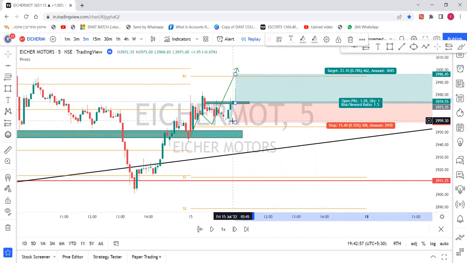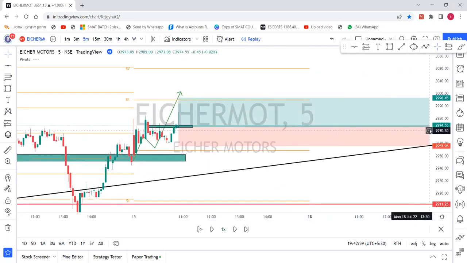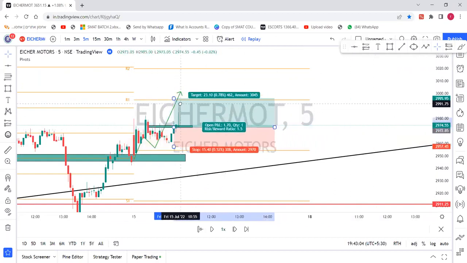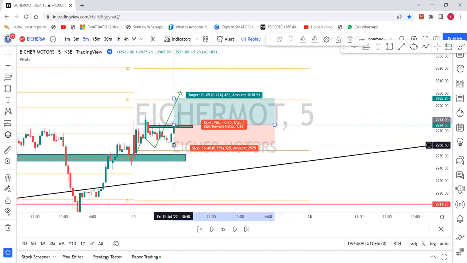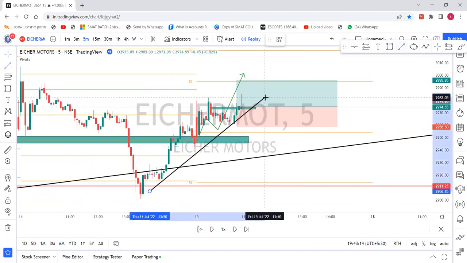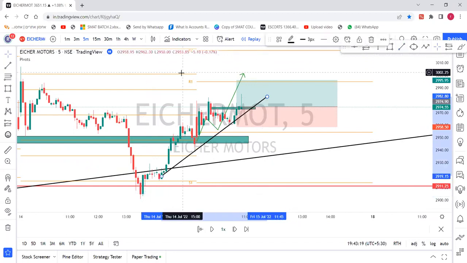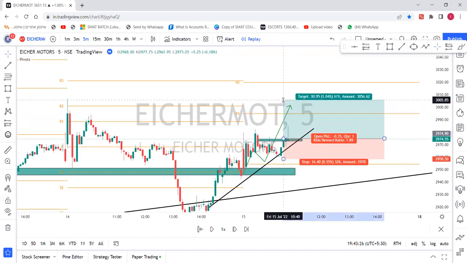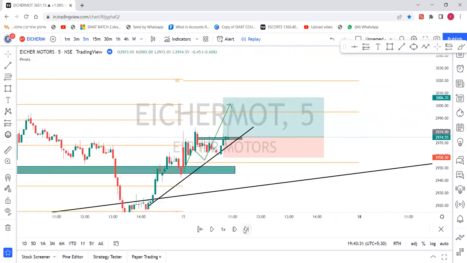Now, where should I set my target? That is the question. I'm entering around this point. I'll set my stop loss. If you see these trend line levels, every time it has taken support from this point of view. So I will keep my stop loss below this level, and I'll keep my target around the previous high, around 1 is to 1.9. I'm looking for it. So let's see.